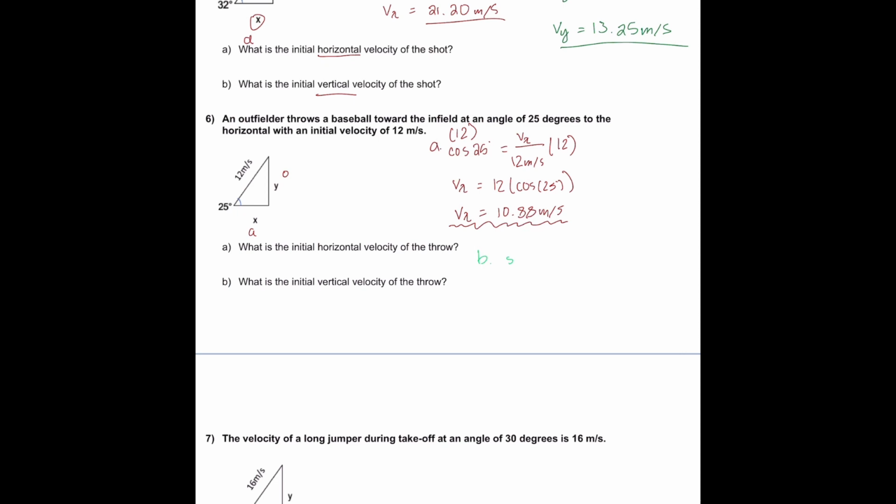Same process as the question above. For part B, since we're looking for the opposite and we are given the hypotenuse, it would be sine. So sine 32 is equal to v of y over 12. Same process to get this alone, so v of y is equal to 12 times sine 32. This gives us an initial vertical velocity of 5.07 meters per second.